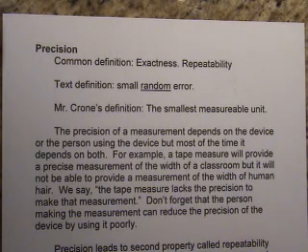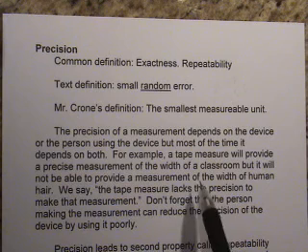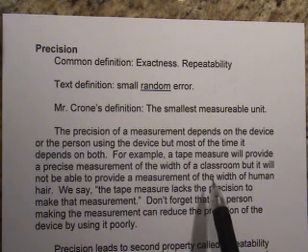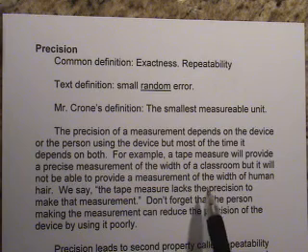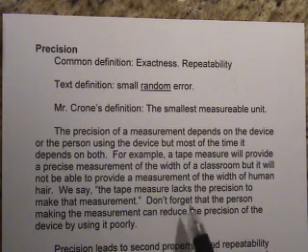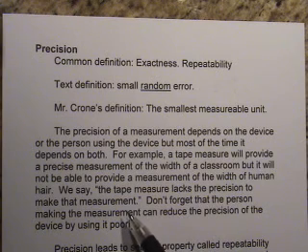For example, a tape measure will provide a precise measurement of the width of the classroom. If you're measuring the classroom, a tape measure will do just fine, but if you wanted to measure the width of a human hair, then that's not going to be precise enough. Human hair is much too small to be measured using a meter stick. Now you could estimate it, but that estimate would not be a very accurate estimate. So the way we say that is that the tape measure lacks the precision to make that measurement.